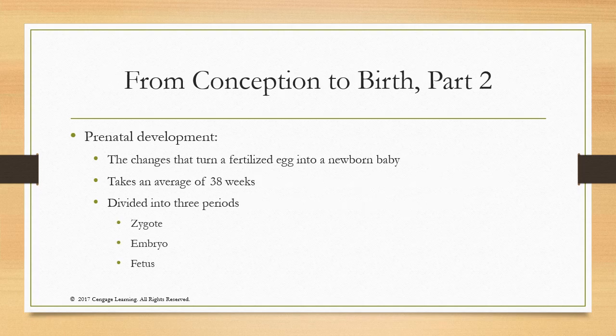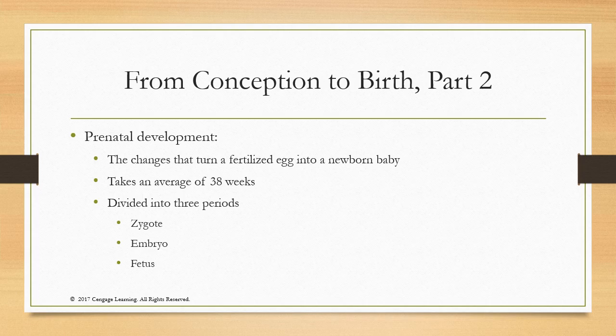So let's begin by understanding conception to birth. Let's start with prenatal development. So we're going to look at the changes that turn a fertilized egg into a newborn baby. So it takes an average of 38 weeks, right? Humans have a gestational period of about 9 months, 38 to 40 weeks, and it's divided into 3 periods. And these are going to be very important.